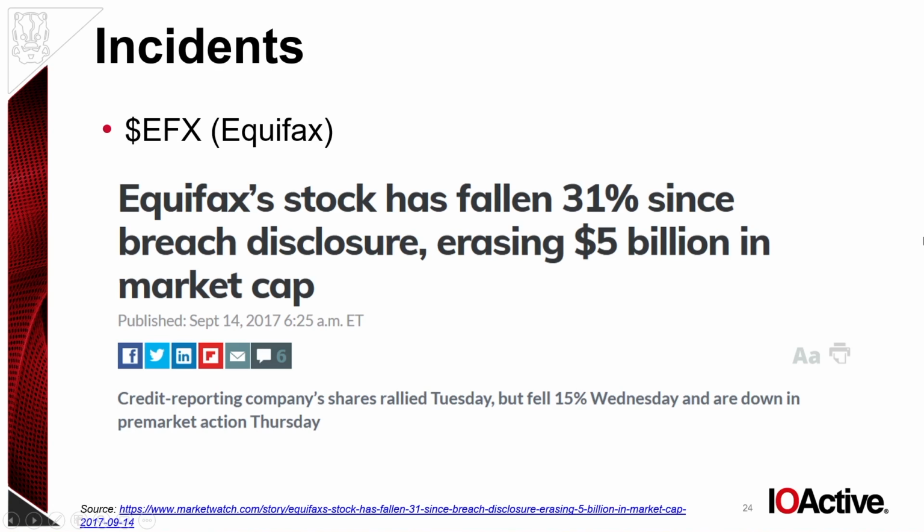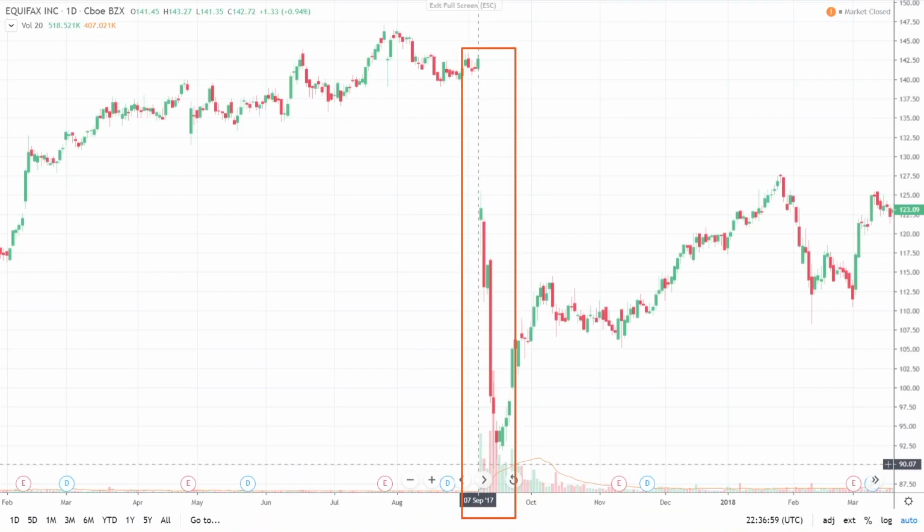The infamous Equifax breach. Basically, the stock fell more than 38% to the lowest levels after the breach. Many people thought that the company would never recover, or that it would take years to recover. You can see this massive sell-off, minus 38% to the lowest level here.